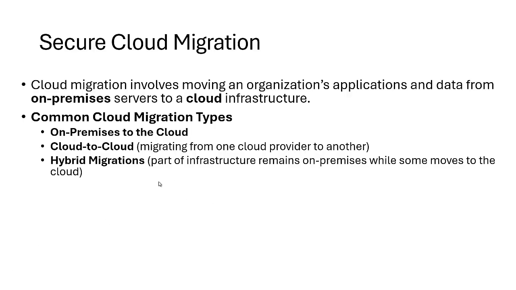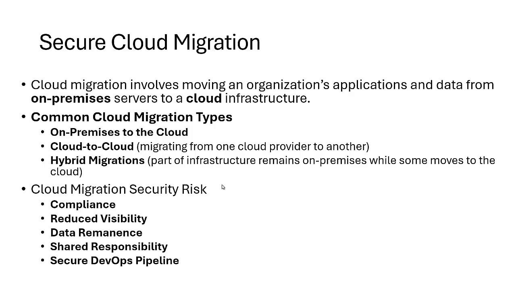We have three types of migration. One is on-prem to cloud. It means you have an in-house environment and you are moving to the cloud. Second is cloud to cloud, where you are moving from AWS to Microsoft, or Microsoft to Alibaba. And hybrid is where some sensitive applications and source code you keep on-prem, and the rest of the applications you move to the cloud because of availability and so on.